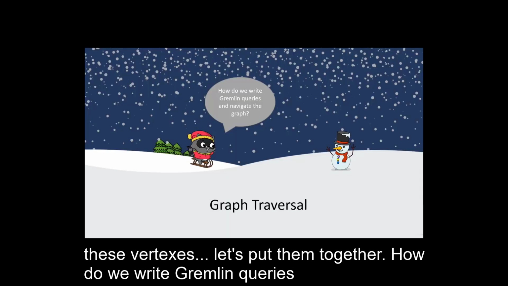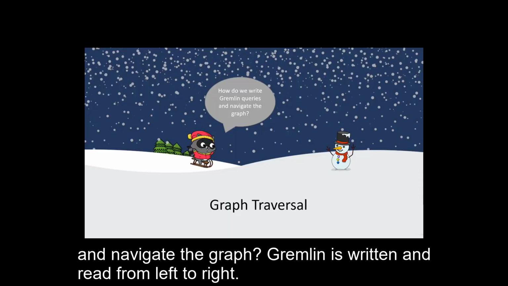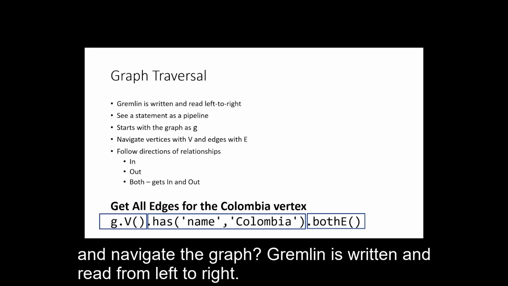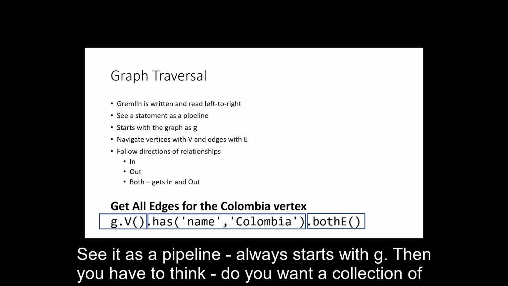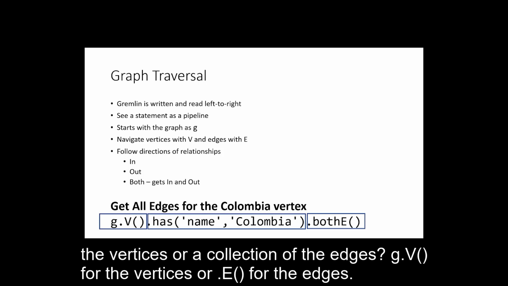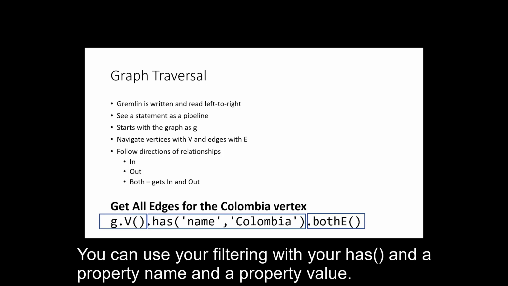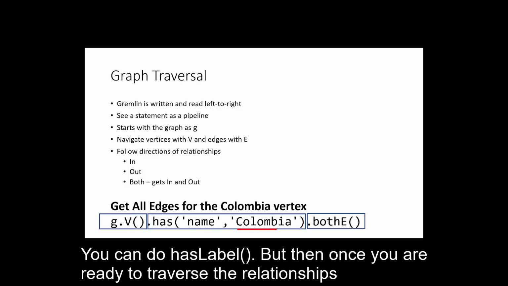How do we write Gremlin queries and navigate the graph? Well, Gremlin is written and read from left to right. See it as a pipeline. Always starts with G. Then you have to think, do you want a collection of the vertices or the collection of the edges? So G.V for vertices or E for edges. You can use your filtering with your has and then a property name and a property value. You could do has label.